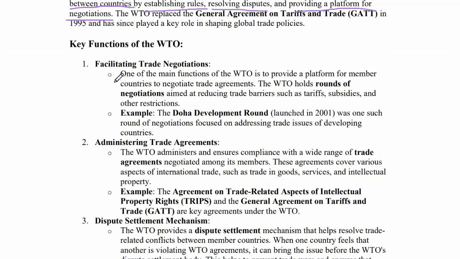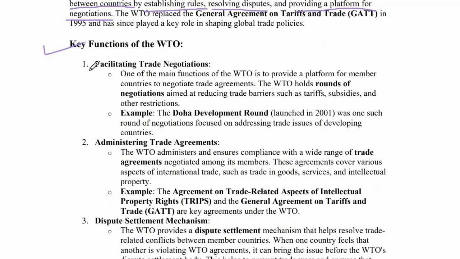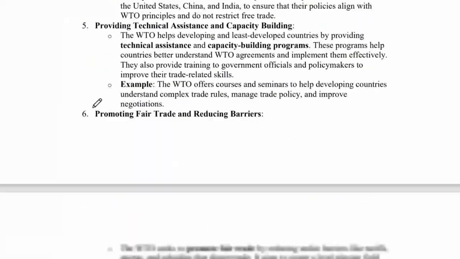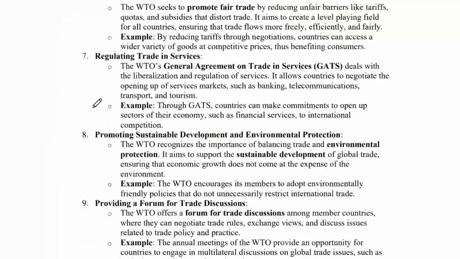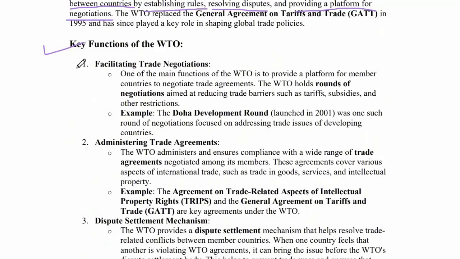Key functions of the WTO. They can ask us just a short note on the functions of WTO, and we can write a few points on them. There are many points, almost 10 points. We'll cover one at a time. What does it do? So if we were working in a World Trade Organization, how would we look at it?